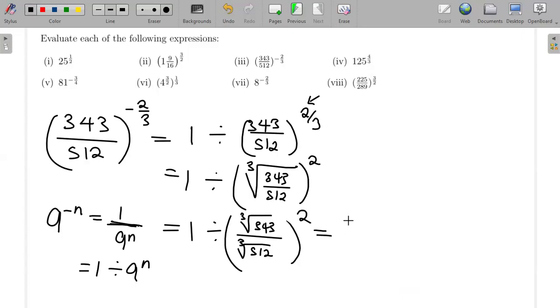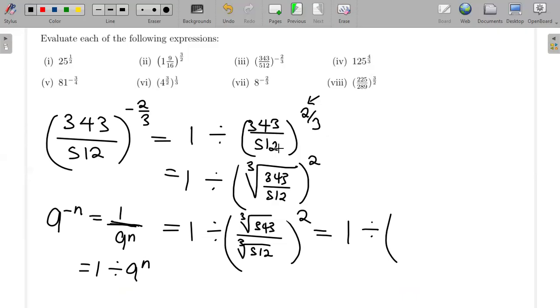So this is just equal to 1 divided by, okay, so let's find the cube root of 343. So the cube root of 343 is just 7. Okay, so you should try on your calculator to multiply 7, multiply by 7, multiply by 7.